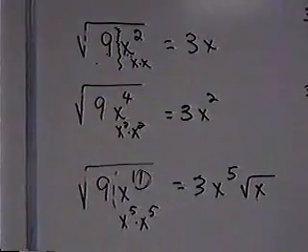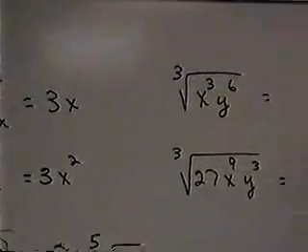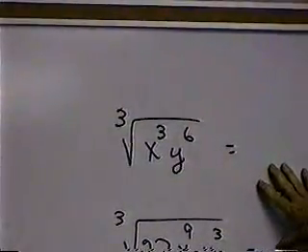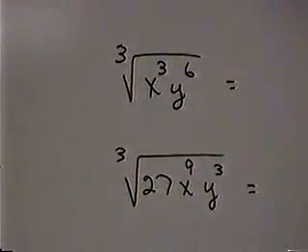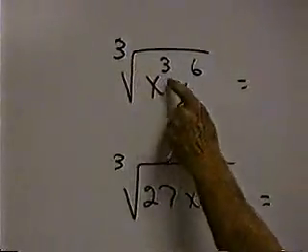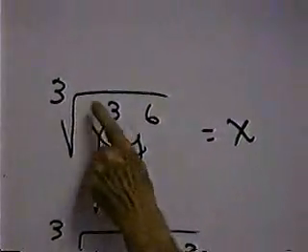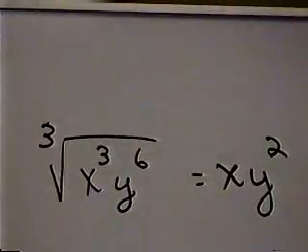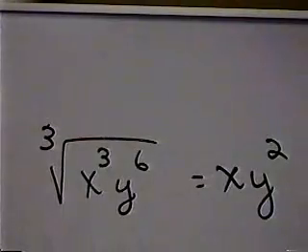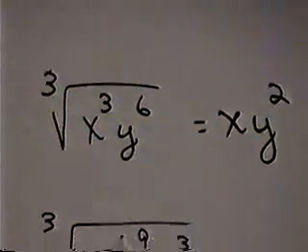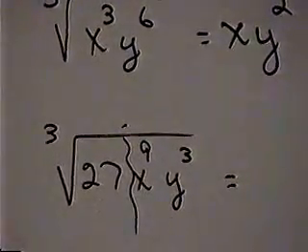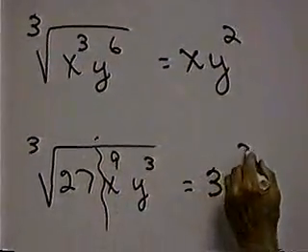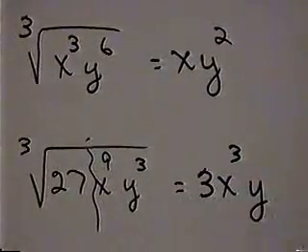Okay, let's now go to two other examples. We're going to look at cube roots. This one doesn't have any numbers, so we simply divide this into that. That's x. Divide this into that. That's y squared. That's how simple it is. All right, next one. We have numbers, so what's the cube root of 27? That's 3. 3 into this will go 3 times. 3 into this will go 1 time.